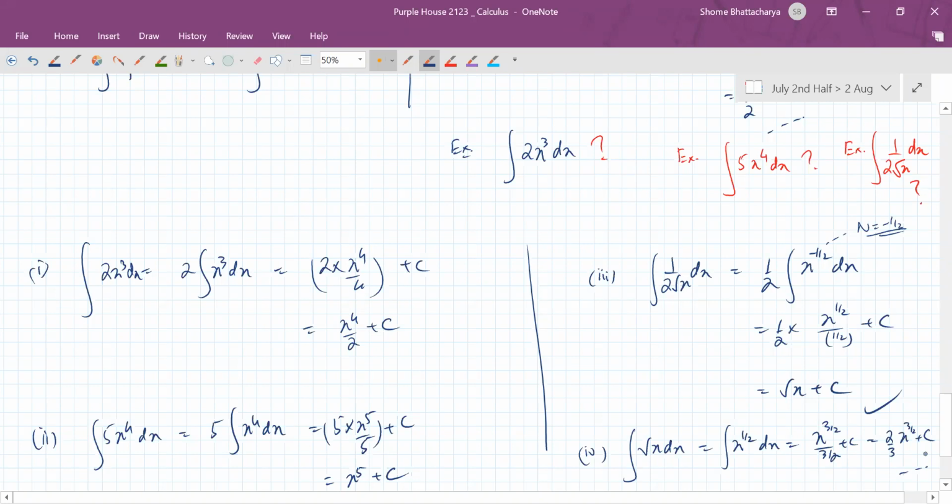Sir, in the fourth one, at last you did differentiation, no? Integration, beta. I'm increasing the power by 1 and dividing by n plus 1. So that's integration only. In differentiation, what happens to the power? It becomes n minus 1, no? Yes, sir.